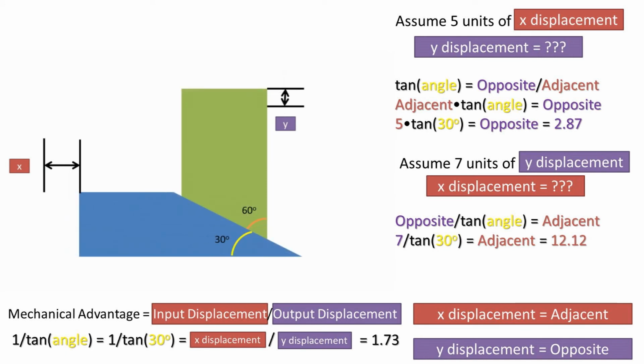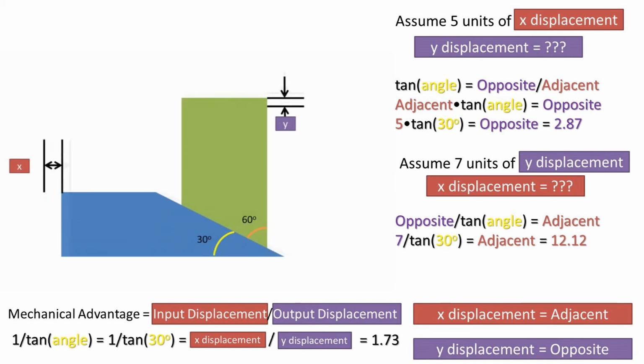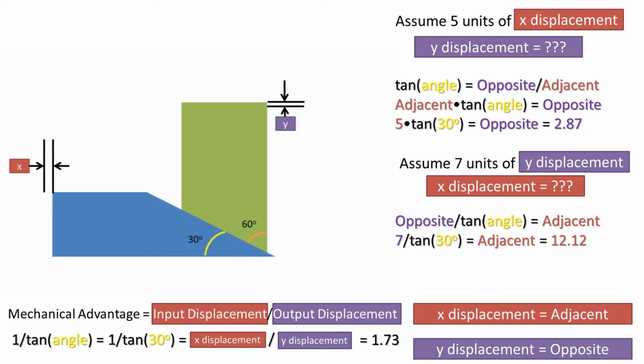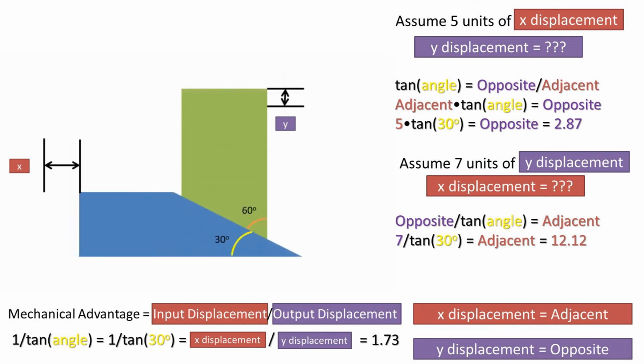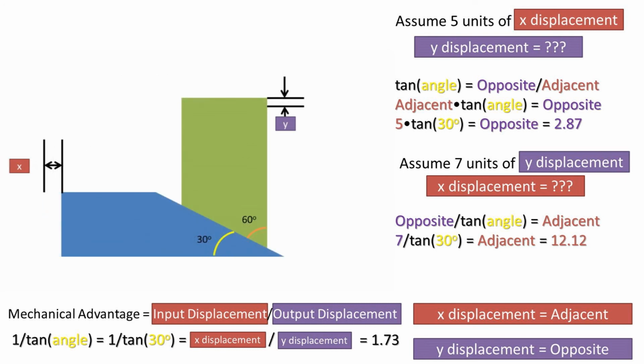This means that if the 30-degree wedge is the input, the force at the output would be 1.73 times greater than the input force. This is assuming no losses like friction. This greater force comes at the cost of less displacement at the output.